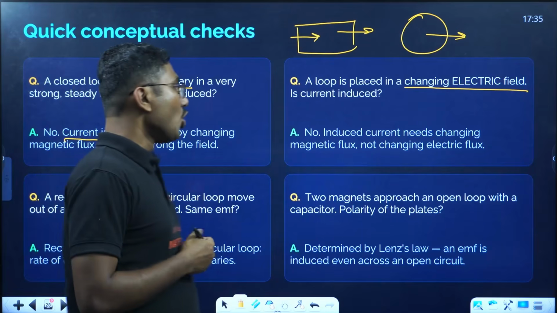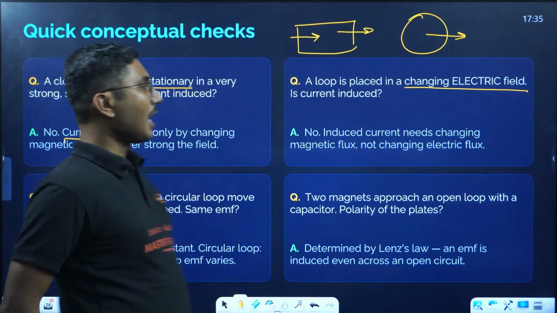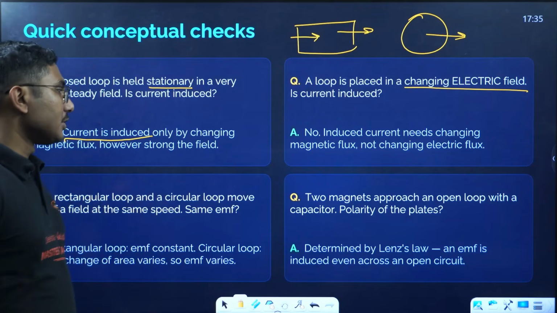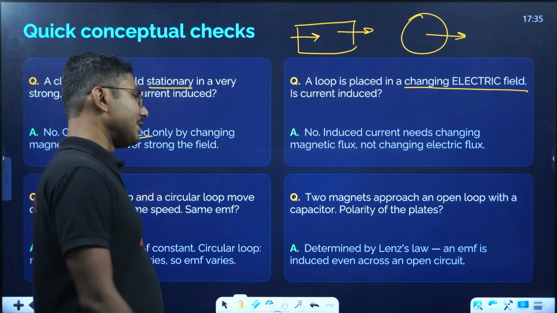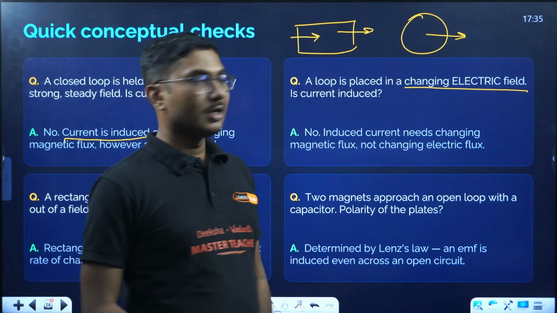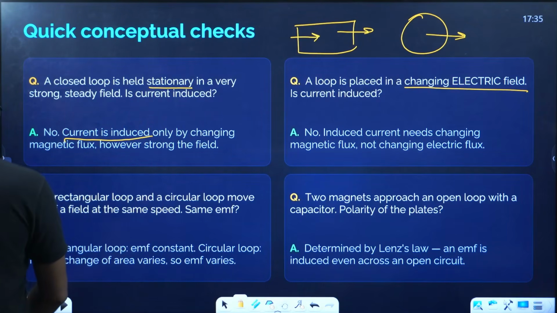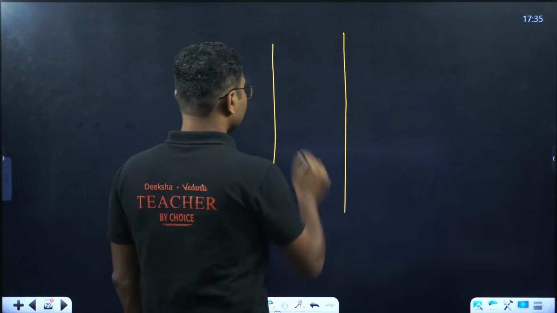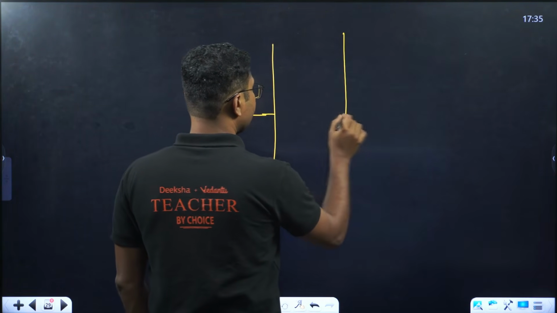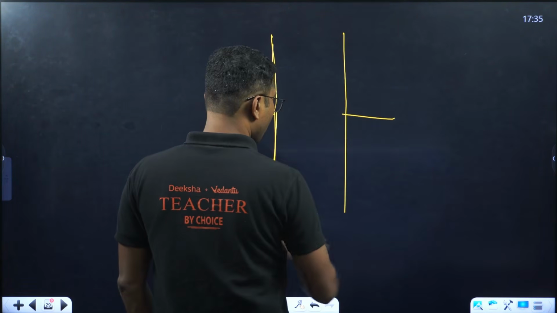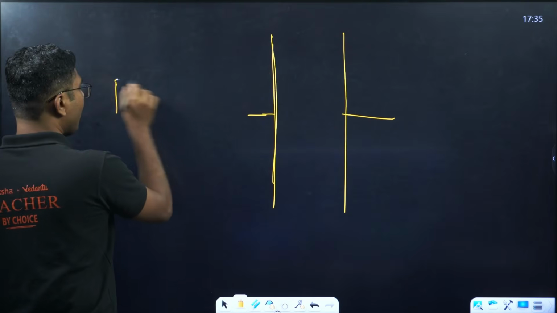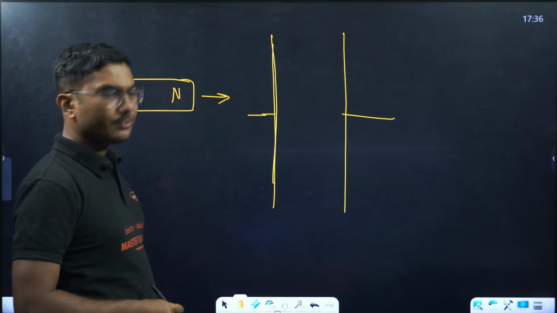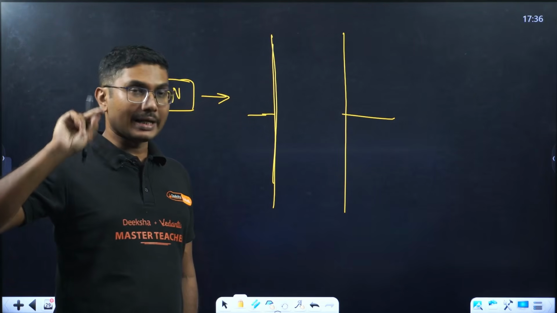Understand this. Two magnets approach an open loop with a capacitor, polarity of the plates determined by Lenz law. An EMF is induced even across an open circuit. Remember that if the circuit is open, it means we have a capacitor. Obviously the capacitor is not charged, so this is not part of the circuit. So if you move a magnet towards it, will there be any induced EMF? Induced EMF will be there, current will not be there.